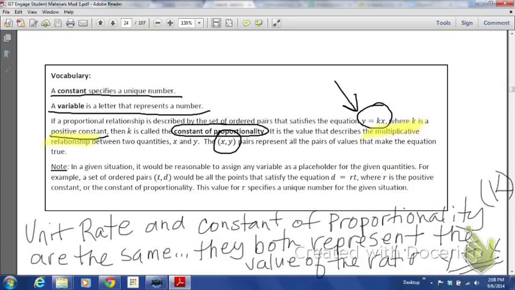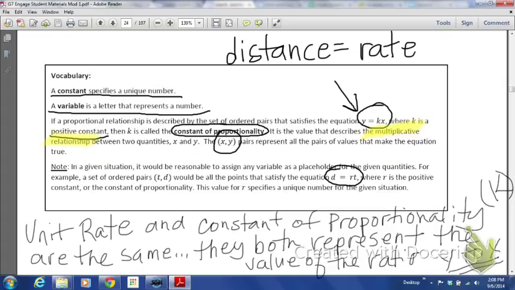Okay, and now this D equals RT will become very familiar to you if it isn't already, and that is actually the distance equals rate times time. Okay, and that's when we find miles per hour and such like that. So yeah, that's your distance time ratio there, that rate. Where r is a positive constant, and you see right there r is a positive constant because it is a rate, or the constant of proportionality.